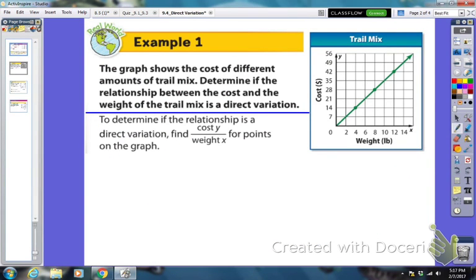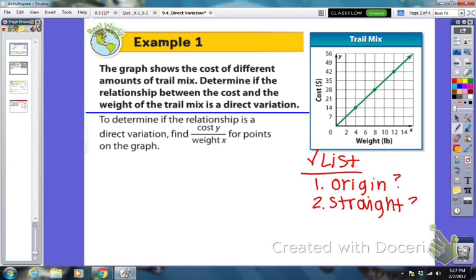Example 1, we have trail mix here. As the weight increases, so does the cost, so it is directly proportional. It starts at the origin and is straight, so we just have to check to make sure the constants are the same. So the three things you're checking for: number 1, does it pass through the origin? Number 2, is it a straight line? And number 3, are the constants equal? So those are your three questions.